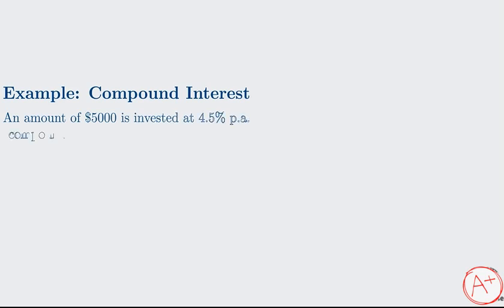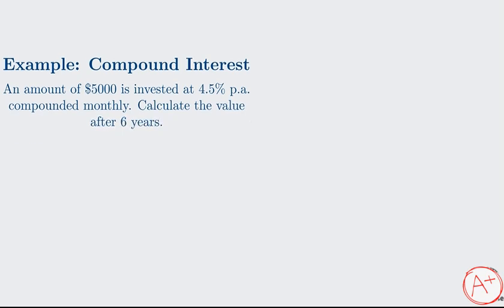Let's look at an example of compound interest. An amount of $5,000 is invested in an account that pays a nominal annual interest rate of 4.5%, compounded monthly. Calculate the value of the investment after 6 years. First, we identify our variables. The present value is $5,000, the rate is 4.5, k is 12 because it is monthly, and n is 6.